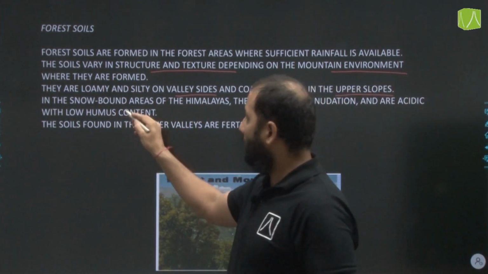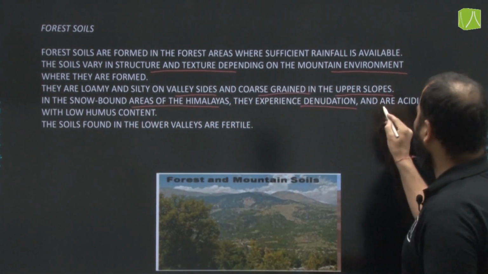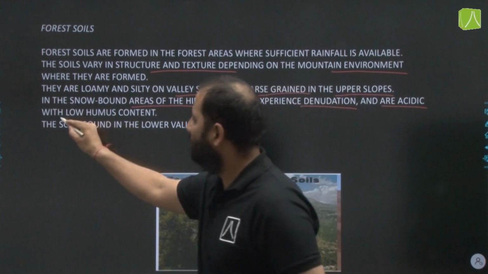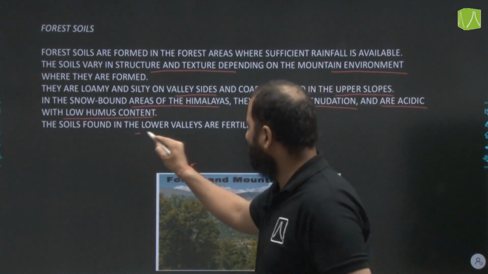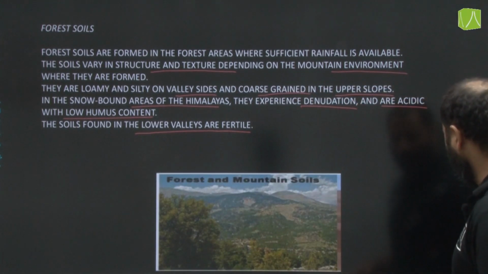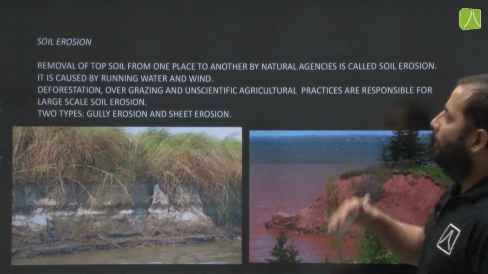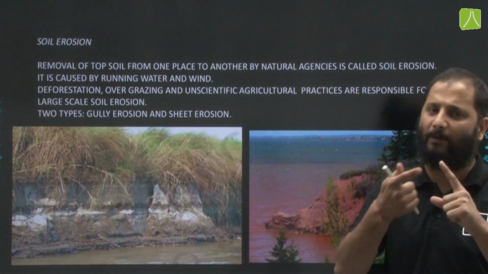In the snowbound areas of the Himalayas, they experience denudation and are acidic with low humus content. The soil found in lower valleys is more fertile. Alright, so these are forest and mountain soils. Now we have seen soil as a resource, and the different types of soils.